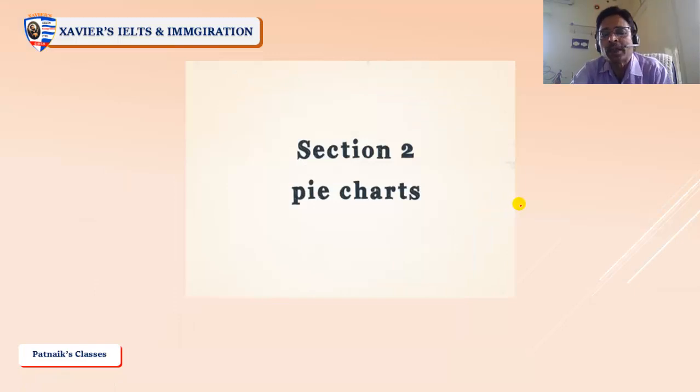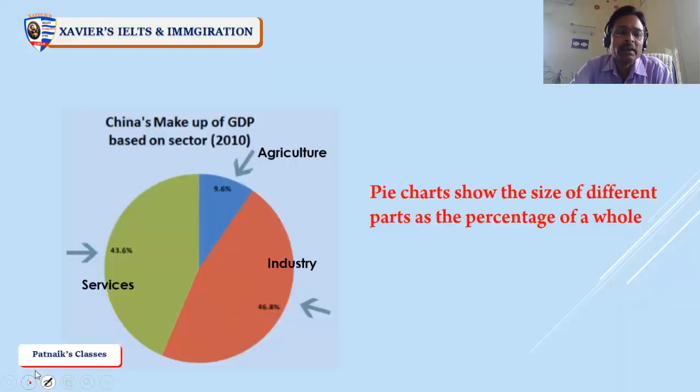Now the section 2, I'll be discussing about pie charts. See what a pie chart is. An example of a pie chart where it is showing that the data is represented for China's makeup of GDP based on the sector 2010, based on 3 different sectors like agriculture, industry, and services, right? So what exactly does a pie chart display? A pie chart displays or shows the size of different parts as a percentage of a whole, right? Remember, it shows the percentage of a whole, right?